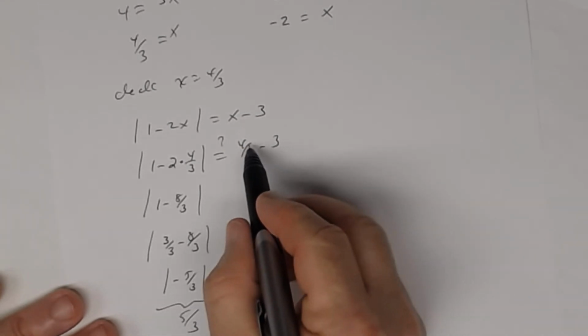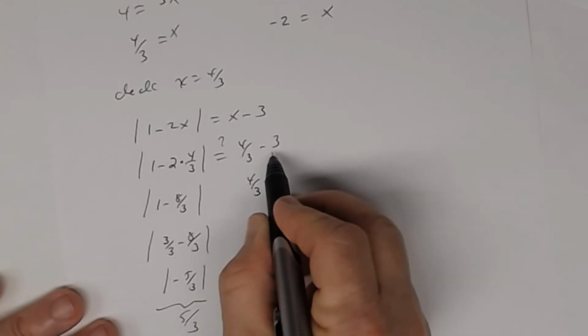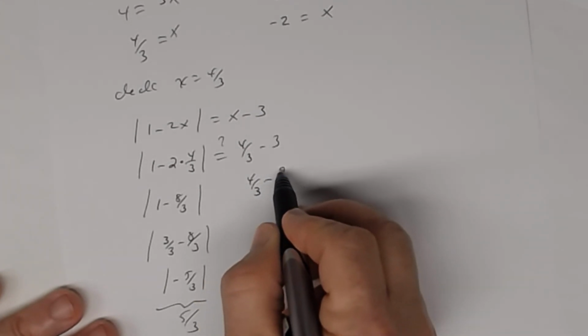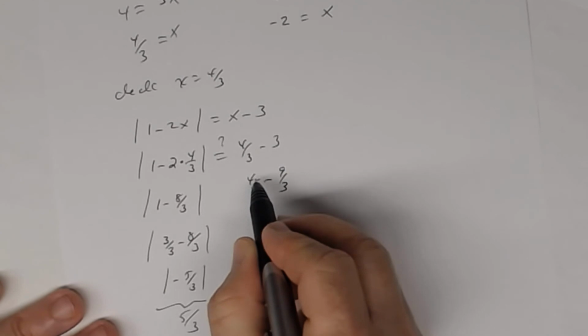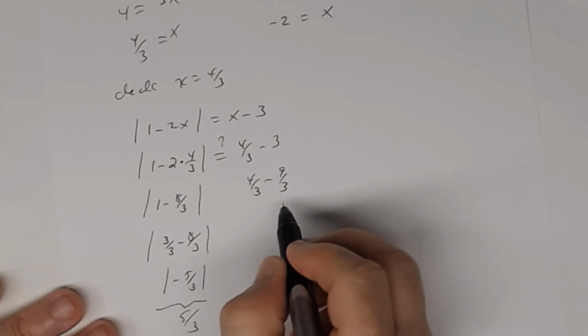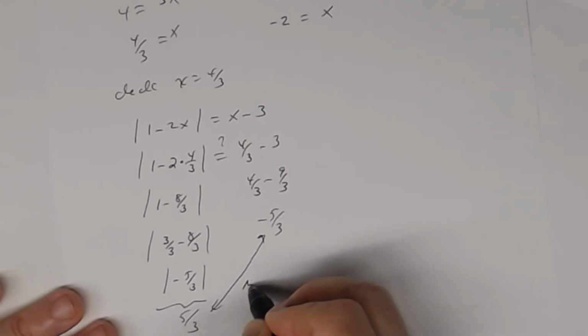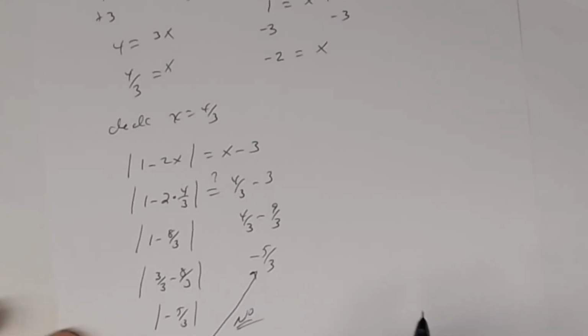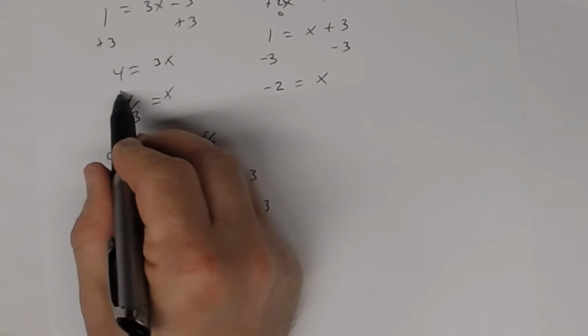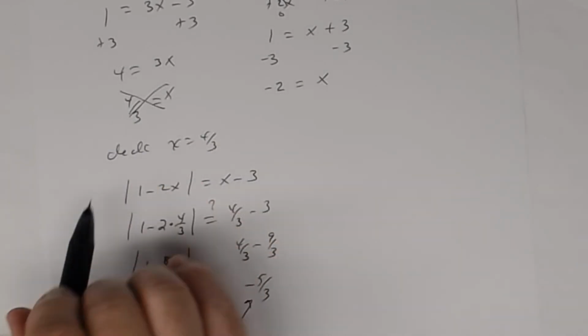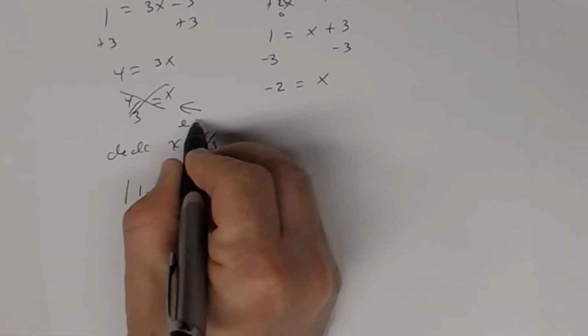Over here, I have 4/3, and then the LCD is 3, right? So 3 is the same thing as 9 divided by 3. 4/3 minus 9/3 is a negative 5/3, and those are not equal. So therefore, x equal 4/3 is extraneous. So that's an extraneous root, or an extraneous solution.